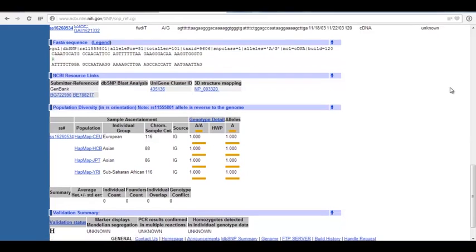So that concludes this rather quick tour of the SNP database. Please feel free to explore the SNP database and find some information about particular genes. You may want to look up some disease-causing genes, for instance, cystic fibrosis. Good luck.